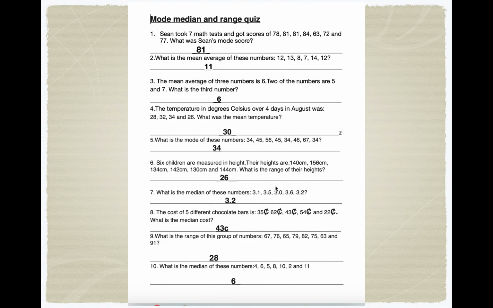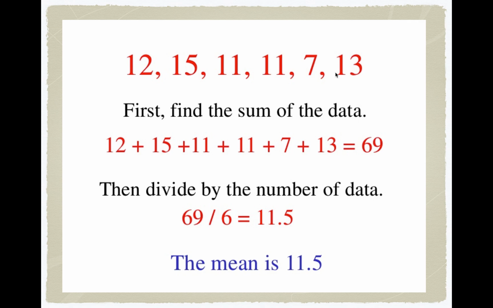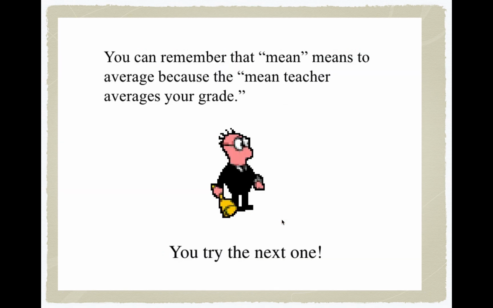Now let's keep moving forward. So mean is the average of a set of data. To calculate the mean, find the sum of the data and then divide by the number of data. Okay, so we're just going to go over this. So first of all, we find the sum. In this case, we add all of the numbers, you get 69 and divide it by 6 numbers. So 11.5. Now you can remember that mean means to average because the mean teacher averages your grade. So if you don't do so well, the teacher can be a little bit mean and give you a bad grade.